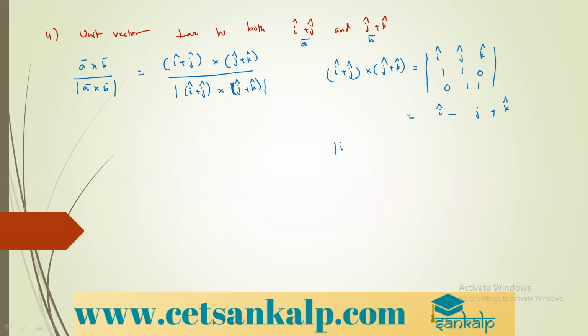And the mod of i plus j cross j plus k also I will find. Square root of 1 plus 1 plus 1. That is square root of 3. So here I can write i minus j plus k by square root of 3. This is how I will get the answer.